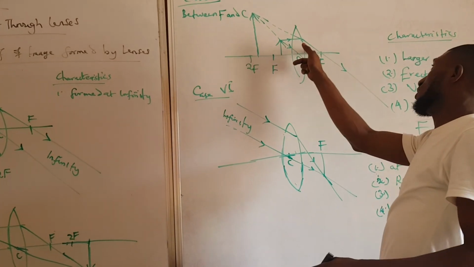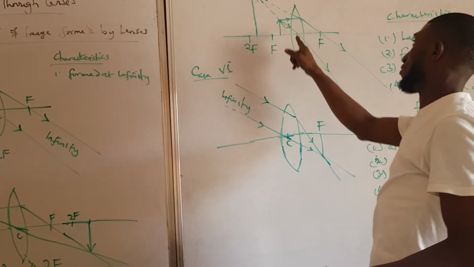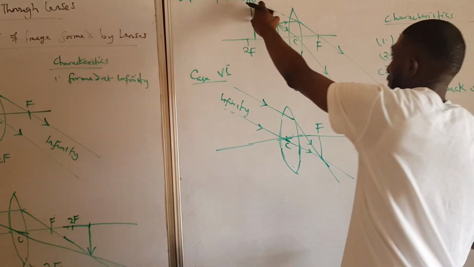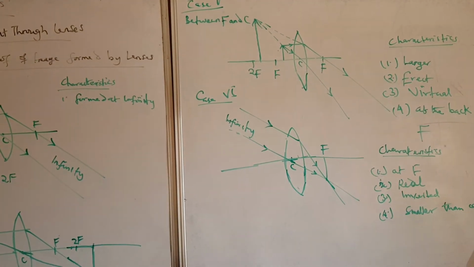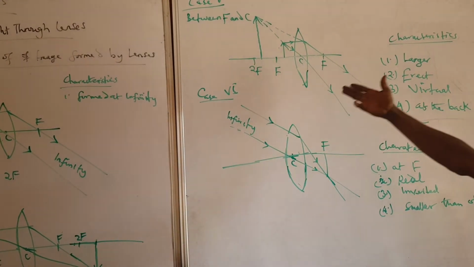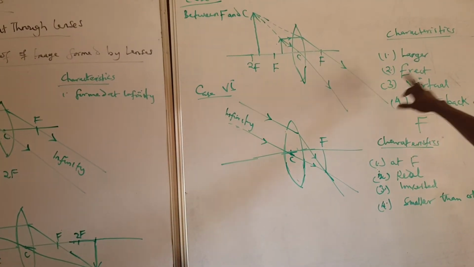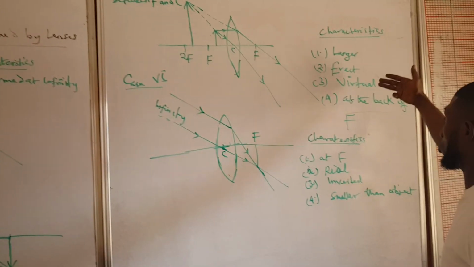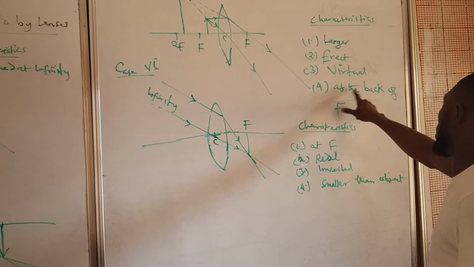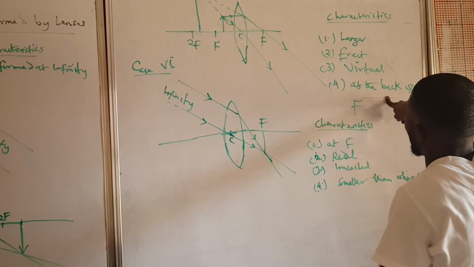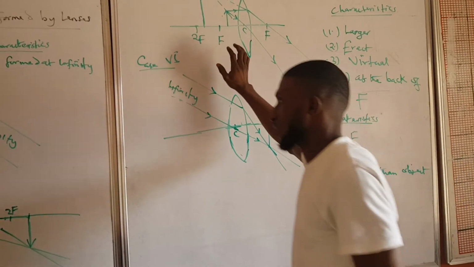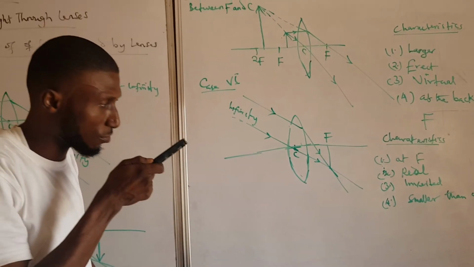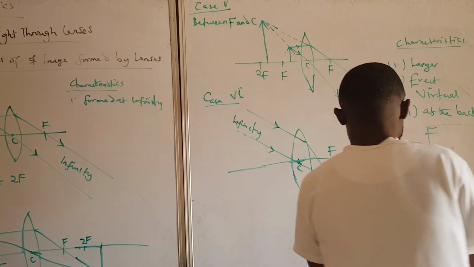It is not formed by the rays originally coming from the object passing through the lens. Then the characteristics of the image between F and the optical center: one, it is going to be larger than the object; two, it is going to be erect or upright; then it is virtual, it's not real; then it is at the back of, or behind, F. This is just the simple microscope. This is the image of a simple microscope, all those one-lens instruments that they always used to give.